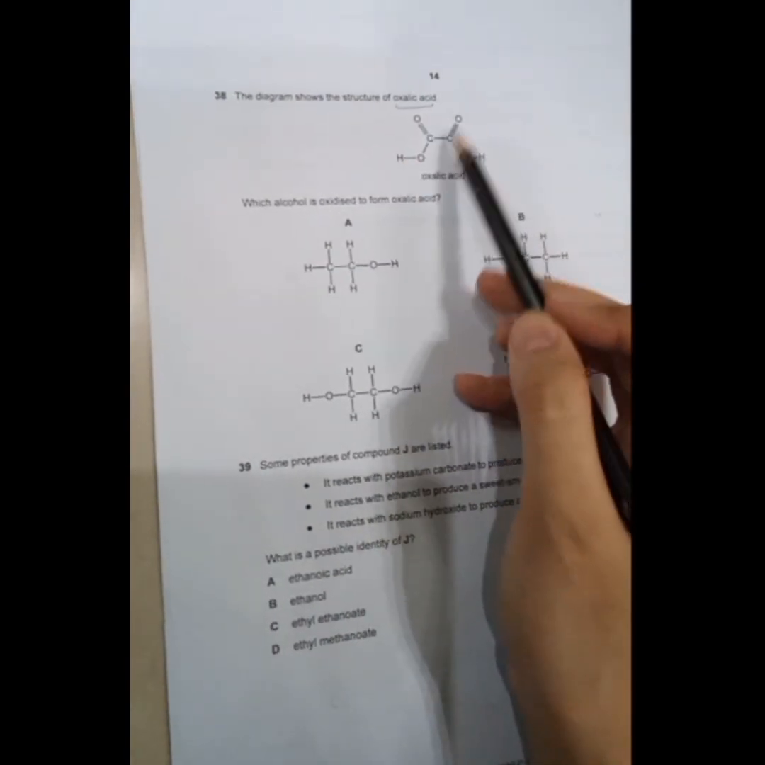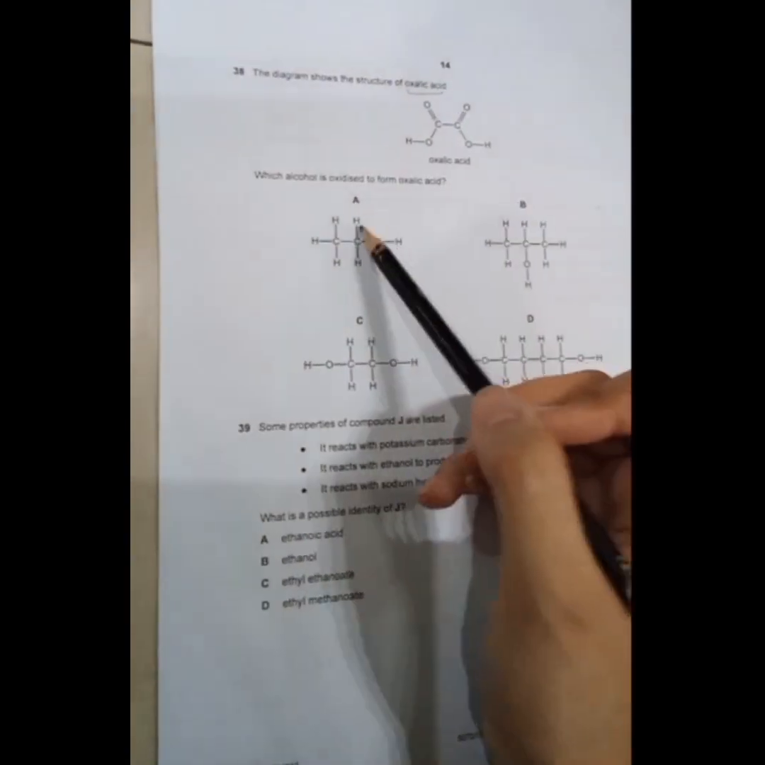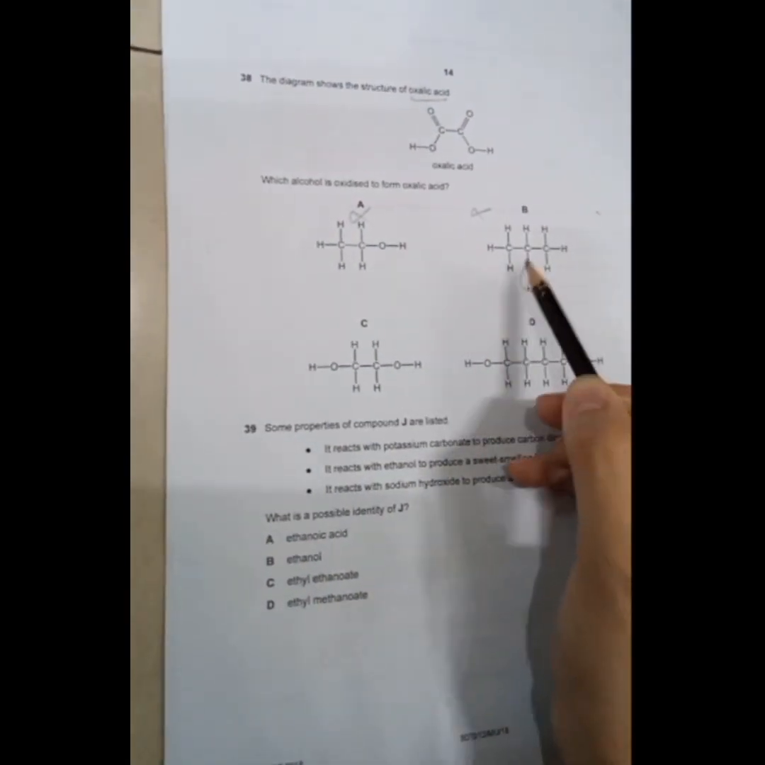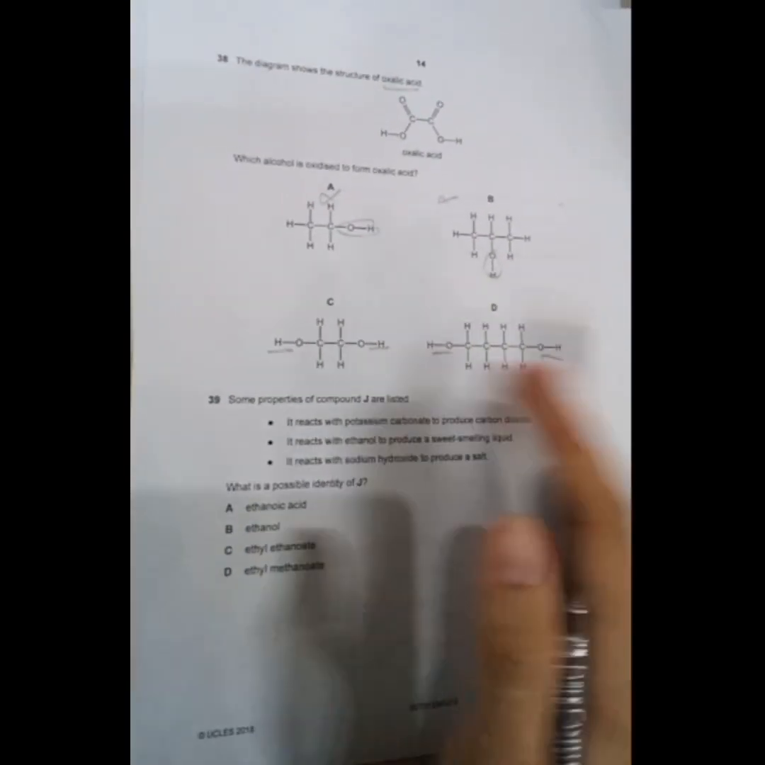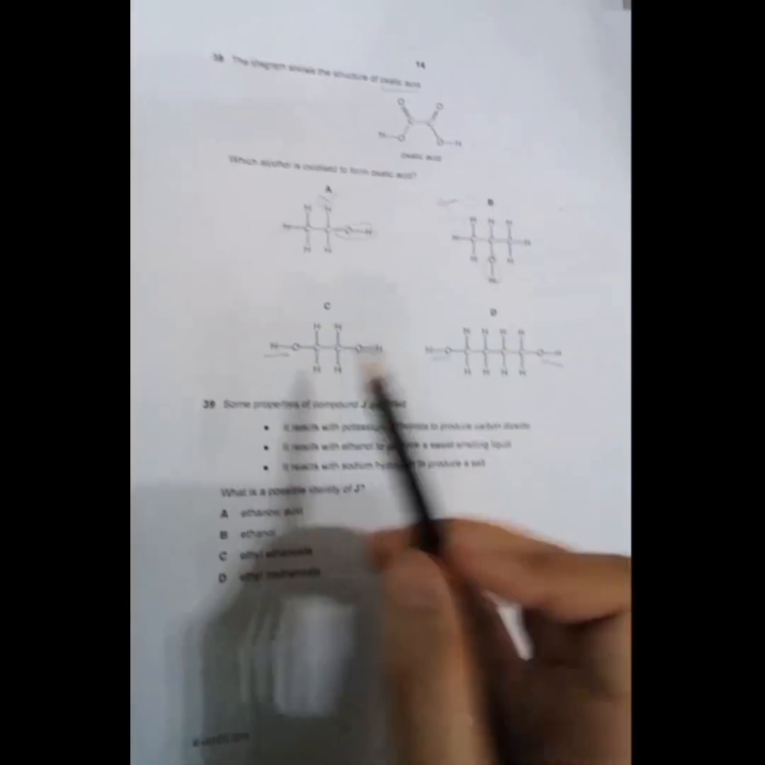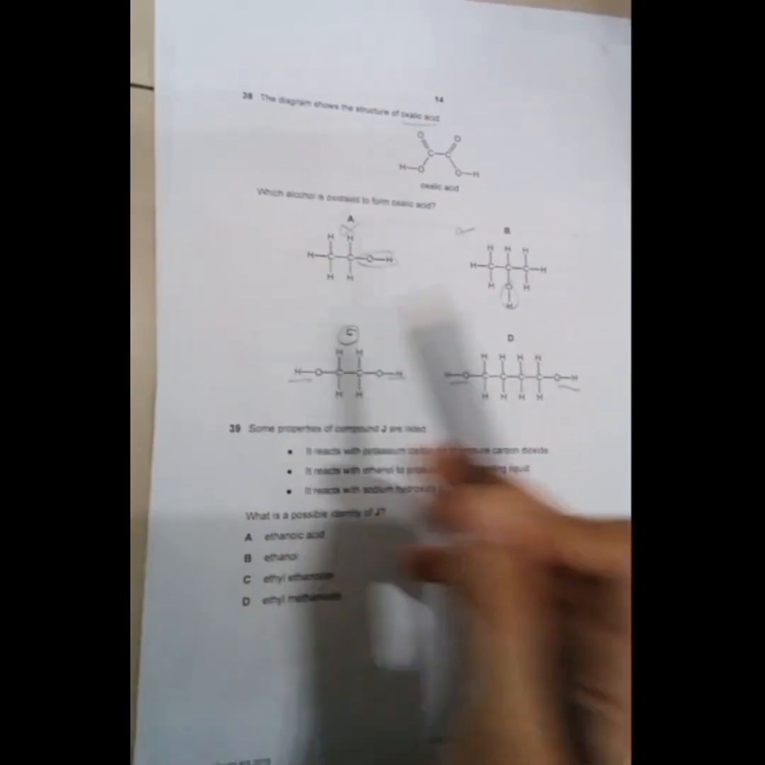Moving on to question number 38. The diagram shows the structure of oxalic acid. So now I can see it's a dicarboxylic acid because there are two carboxylic acid groups. That means there have to be two OH. So this is wrong because it contains only one OH. It has to have at least two OH. Right, so these two are wrong. Now it contains two carbons, it has to have two carbons, so this is C.